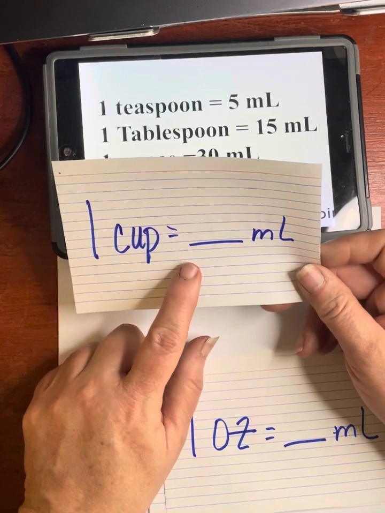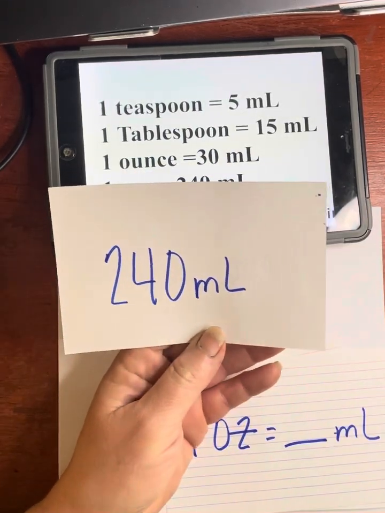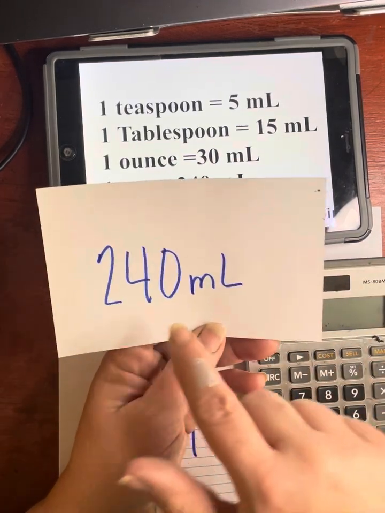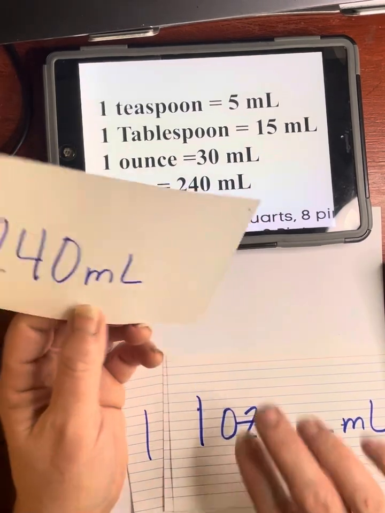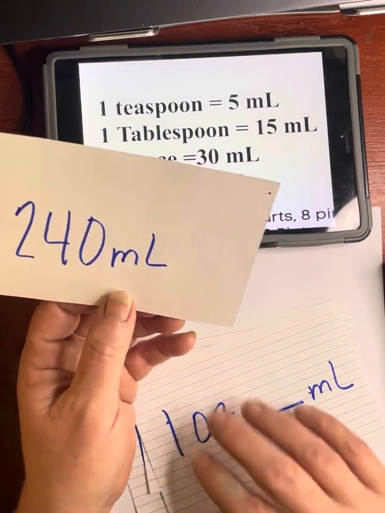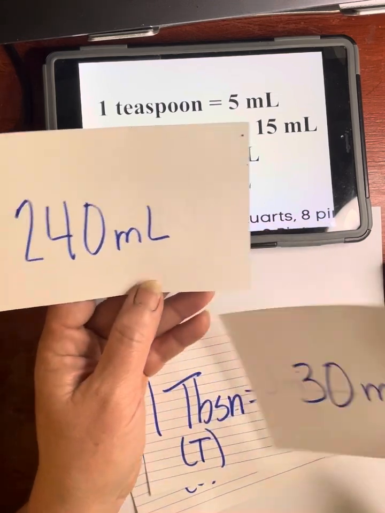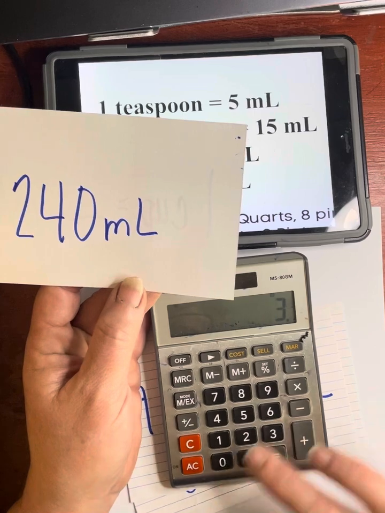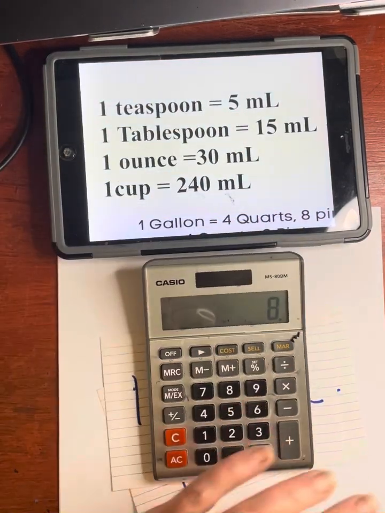And 1 cup is 240 milliliters. If they ask you how many ounces is in a cup, and you know 1 ounce is 30, you can divide 240 divided by 30 and tell them there's 8 ounces in it. Tell Ethel.